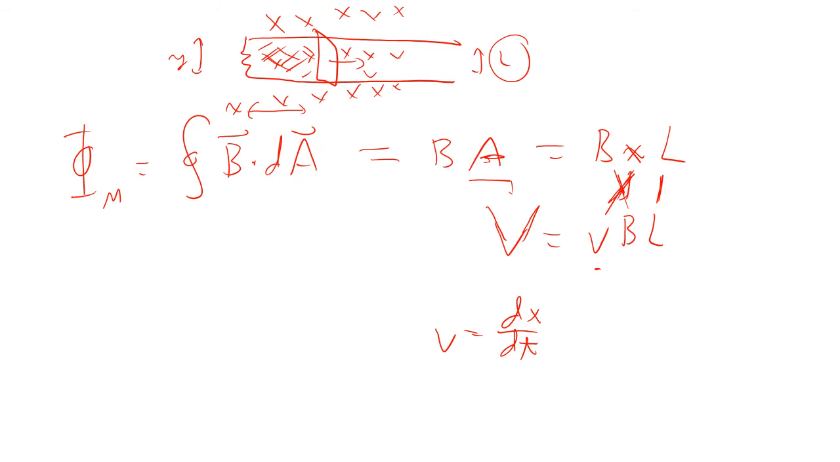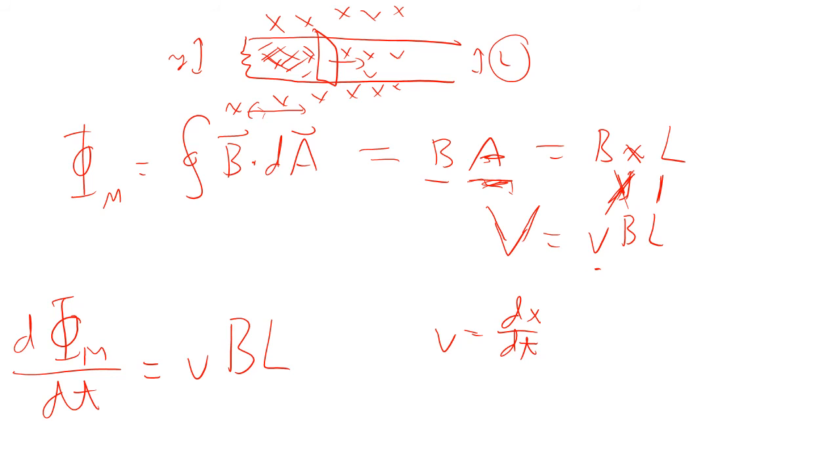Well, the magnetic field's not changing. So that means we could then say if the flux changes, it's because the area is changing, because X is changing right here. So we could say that the derivative of the magnetic flux is going to be vBL. Okay. So that is going to be the EMF. And so that is going to be the voltage right here.